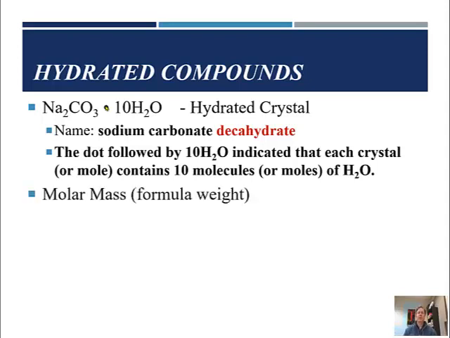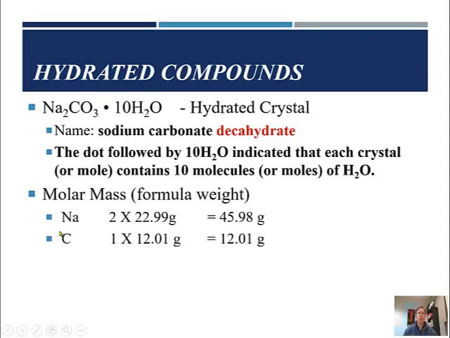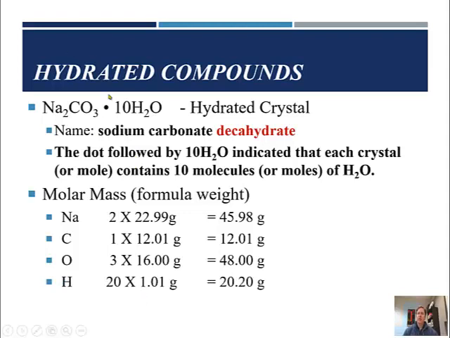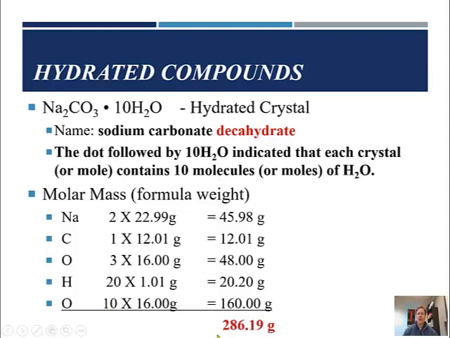So let's figure out how we would do the molar mass. What I'm going to do is figure out the molar mass of sodium carbonate first, and that's pretty easy. We've got 2 sodiums, 1 carbon, and 3 oxygen. Now we do have oxygen over here, but I'm going to keep those separate right now. So this would give us the molar mass of the sodium carbonate. Now for the water part, we have 10 times 2, so 20 hydrogens, and then 10 times 1, we have 10 oxygens. We add that all together and come up with a molar mass of 286.19.